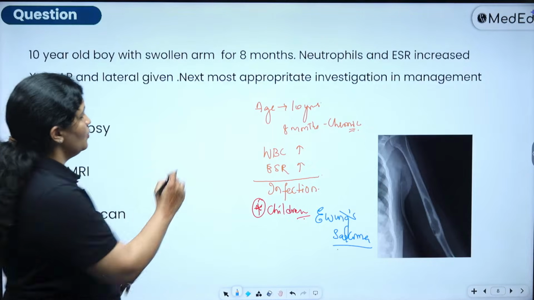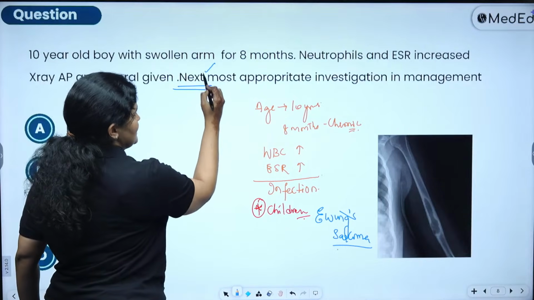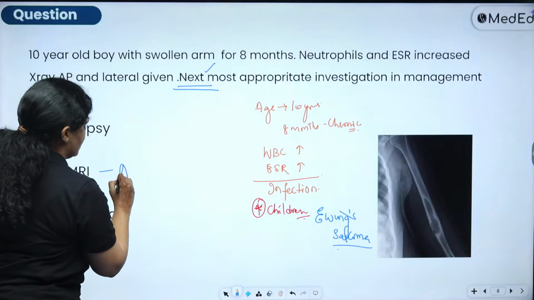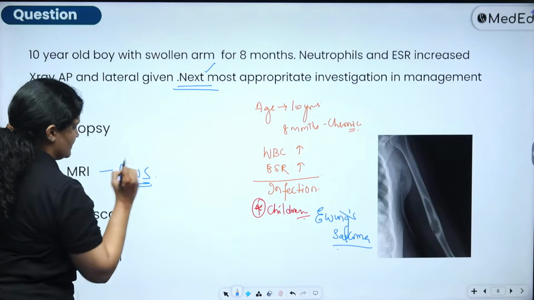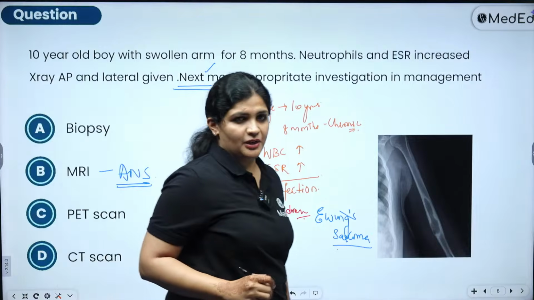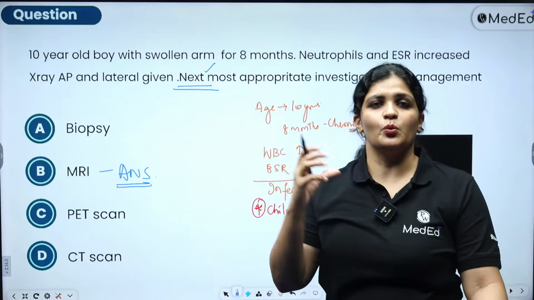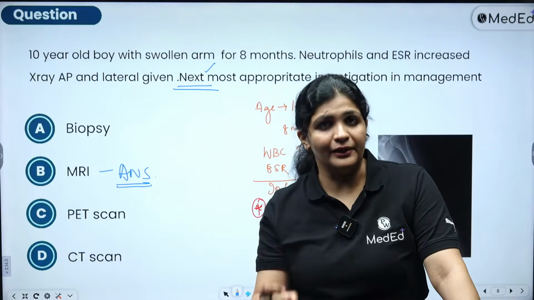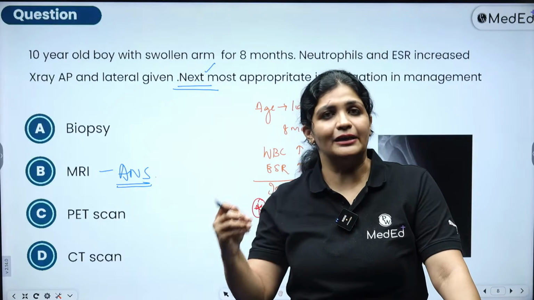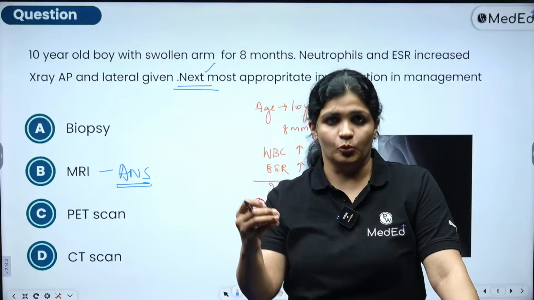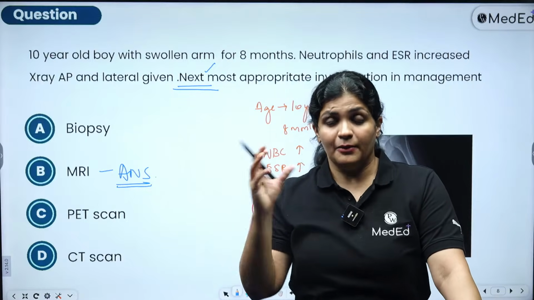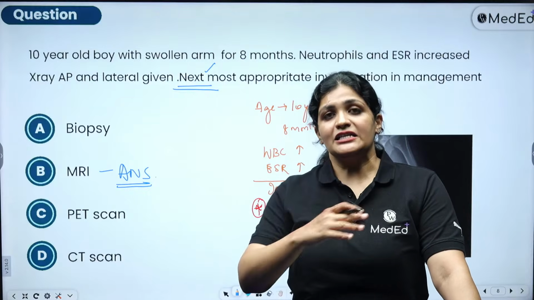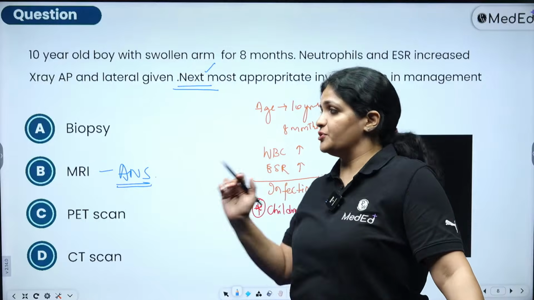But now they are asking you next. When somebody says next most appropriate investigation, that would be MRI. So the answer is MRI. Why MRI? Why not biopsy? Whenever we are dealing with infection versus tumor, the ultimate guide for us is biopsy. But before performing the biopsy, you should perform all the available tests so that you know what to do. You have to plan the case meticulously, because if it is a tumor, you might damage the structures of the patient. That is why you have to take the proper MRI.